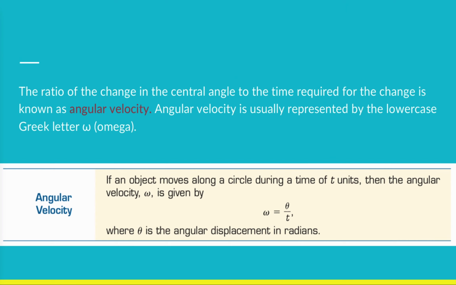The ratio of the change in the central angle to the time required for the change is the angular velocity. That's the angular displacement divided by time. Angular velocity is usually represented by the lowercase Greek letter omega. So, angular velocity omega is the angular displacement theta divided by time. That's time, that's angular displacement, and that's angular velocity.